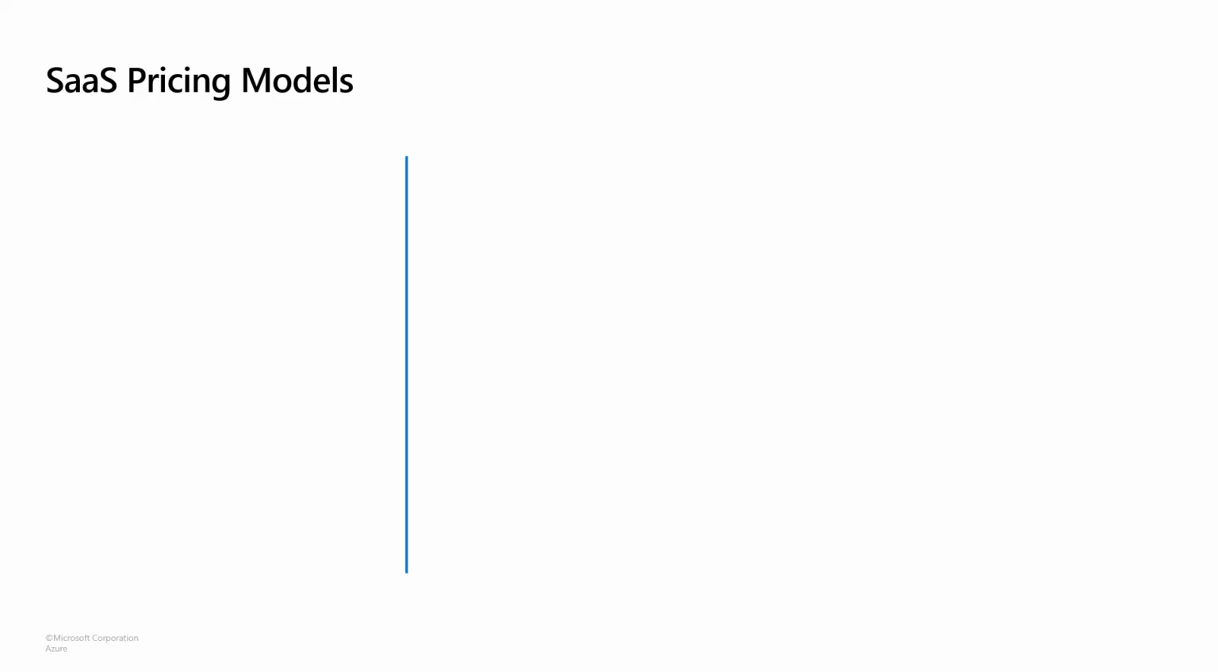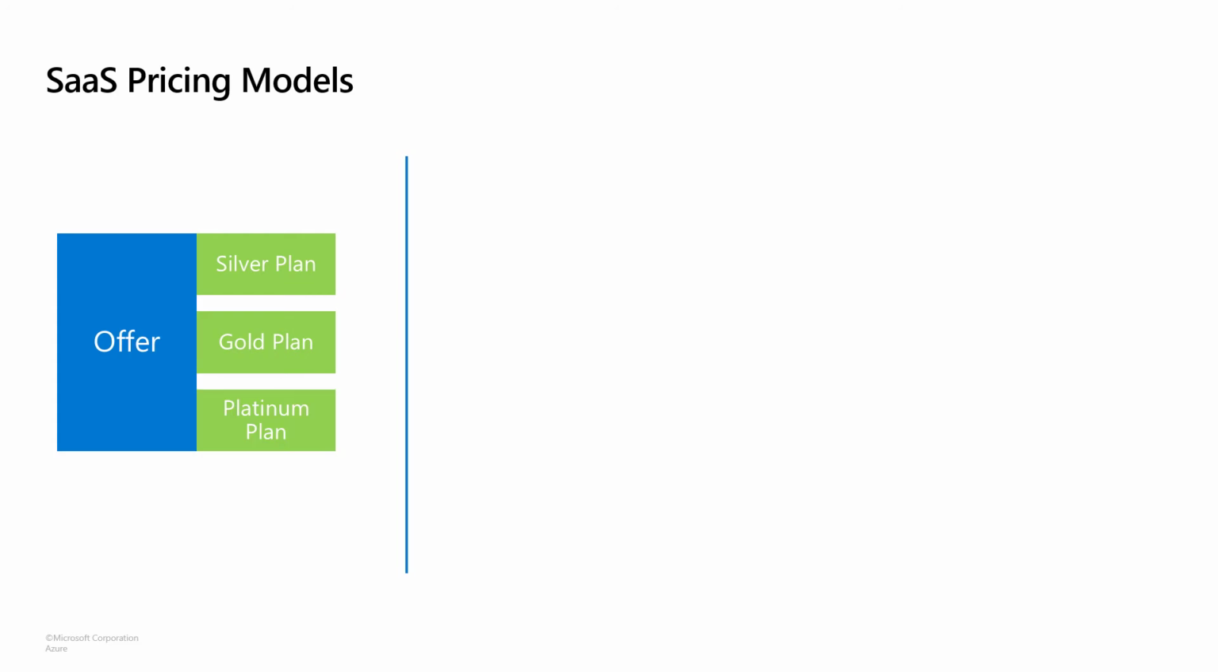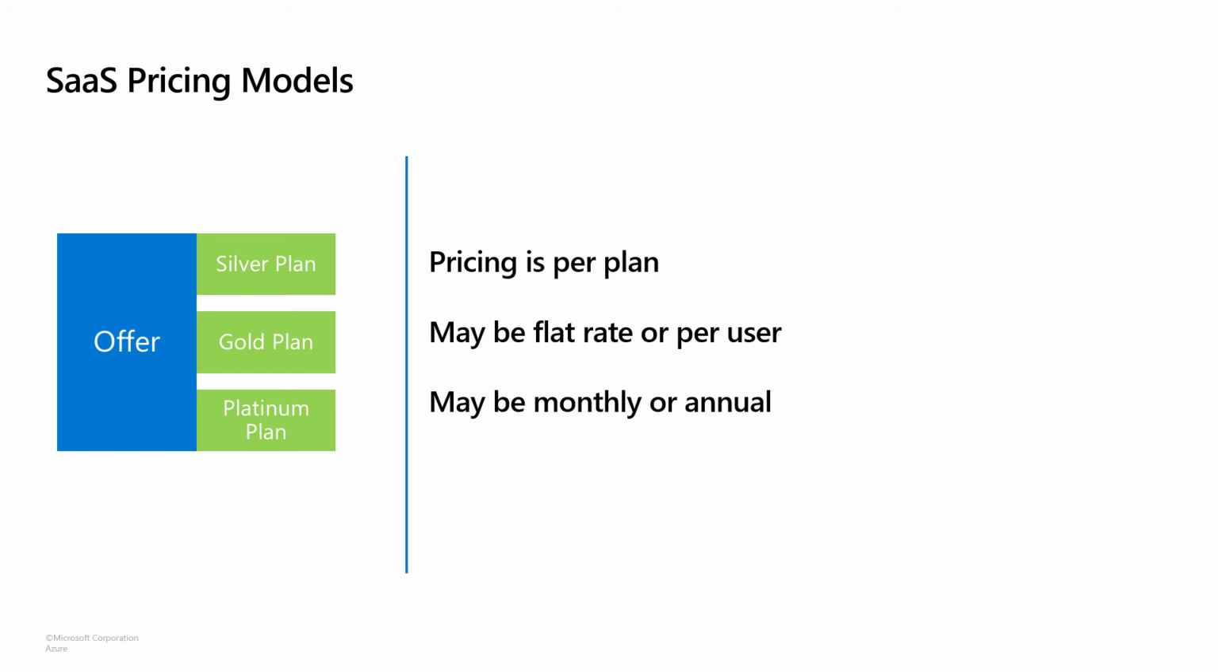We start with what the marketplace terms an offer. An offer is composed of plans, and pricing is per plan. Each plan may have its own price. Functionality may differ per plan. There are two basic pricing models for SaaS applications. You can charge a flat fee for a plan, or you can charge per user. The subscription length for a given plan may be monthly or annual. This represents how often the customer will be billed. Finally, there's the option of paying for your solution per transaction.